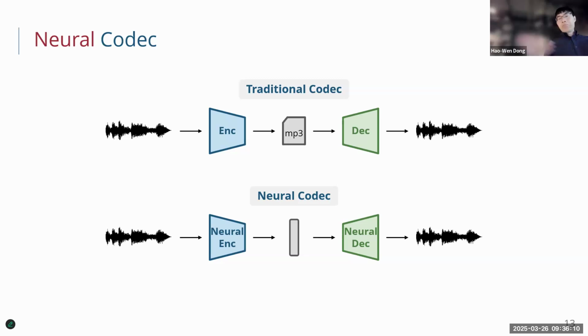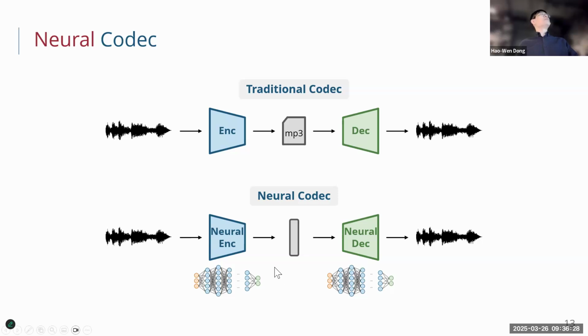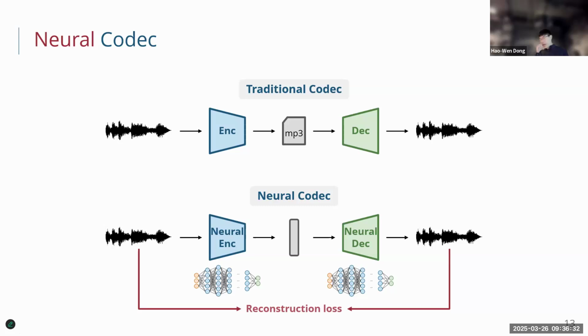But nowadays we're living in this neural era. The idea is simple: neural codec basically just turns everything into a neural network. So what you want to do is train a neural encoder and a neural decoder that can turn the audio back. These two will be neural networks. How do you train them? The same idea, just reconstruction.